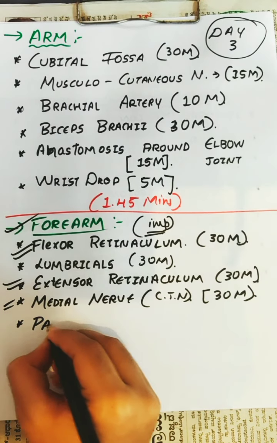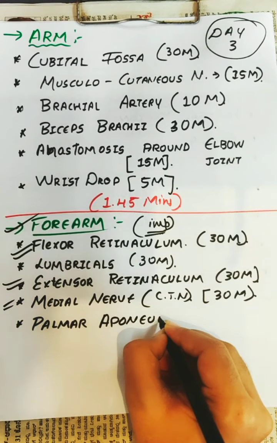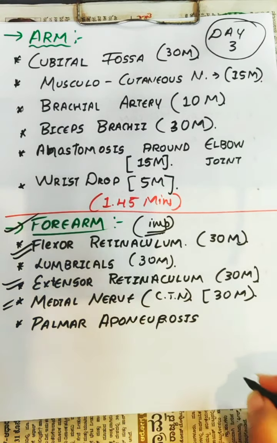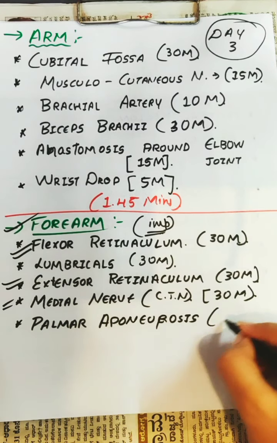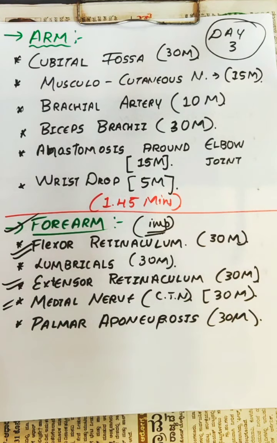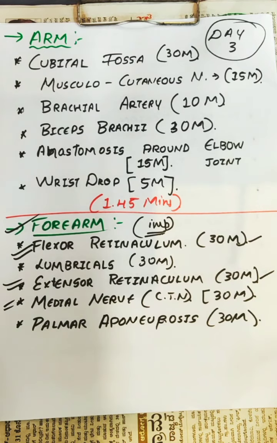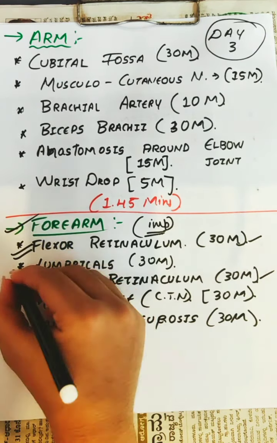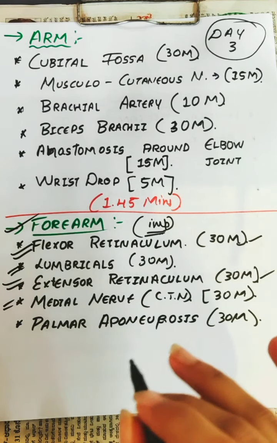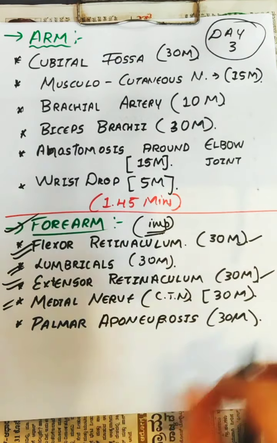The next topic is palmar aponeurosis. So be thorough with this topic, palmar aponeurosis. This is also one of the important topics. Take around 30 minutes to complete this whole topic, but do study flexor retinaculum and extensor retinaculum, and mainly important is the flexor retinaculum. Please do study this, a very very important topic. And even the lumbricals of the hand is also a very very important topic. You have to study the applied aspects of all these questions.